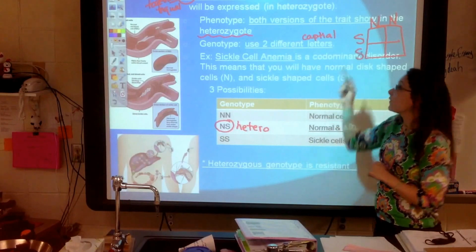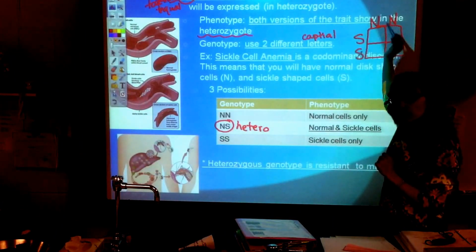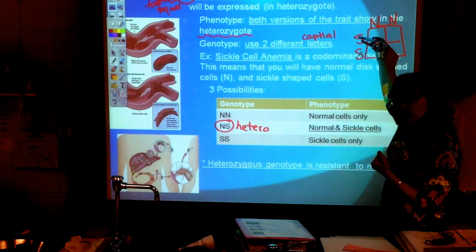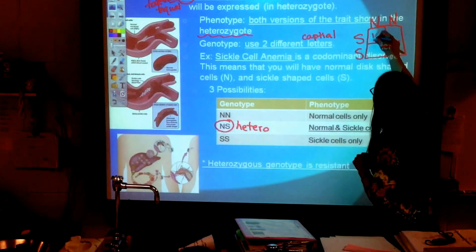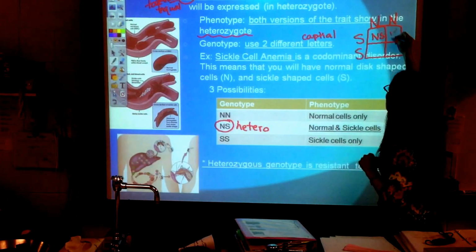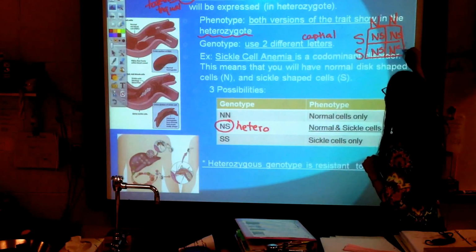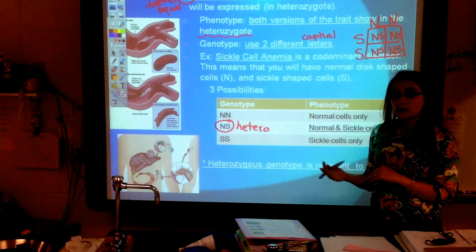And so the phenotype here is normal. The genotype is big N, big N. The phenotype is sickle, genotype is SS. And when we fill these in and we bring them together, we get 100% who would be heterozygous, and they have some normal and some sickle.